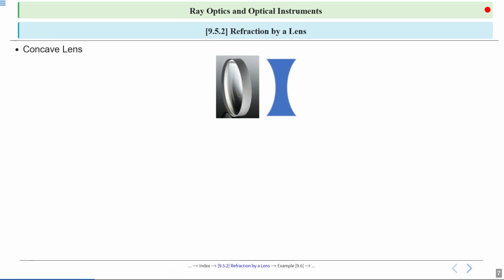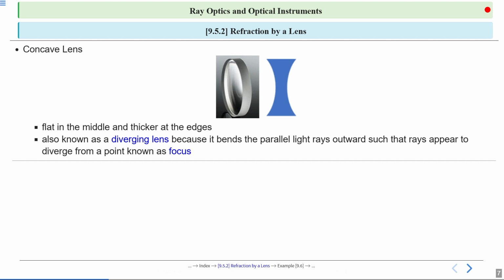Now concave lens, you can see this is the appearance for concave lens as shown in the diagram. So it is flat, or we can say thinner at the middle and thicker at the edges. Its appearance is exactly opposite to convex lens. It is thinner, or flat, at the mid and thicker at the edges. So it is also known as diverging lens because it bends the parallel light rays outwards.